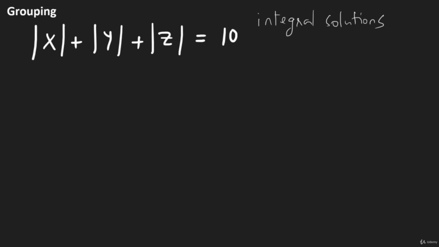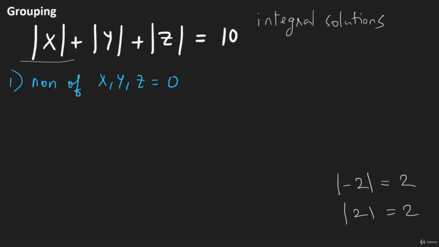Now, there can be 3 cases in this question, right? Now, before getting into that, remember what is mod of any number? What is mod of minus 2? It's equal to 2. What is mod of 2? That is also equal to 2. So it always gives you a positive value. Alright. Now, we said that there can be 3 cases for this equation. The first case is that none of x, y and z is equal to 0. That is, the minimum value is 1, right?